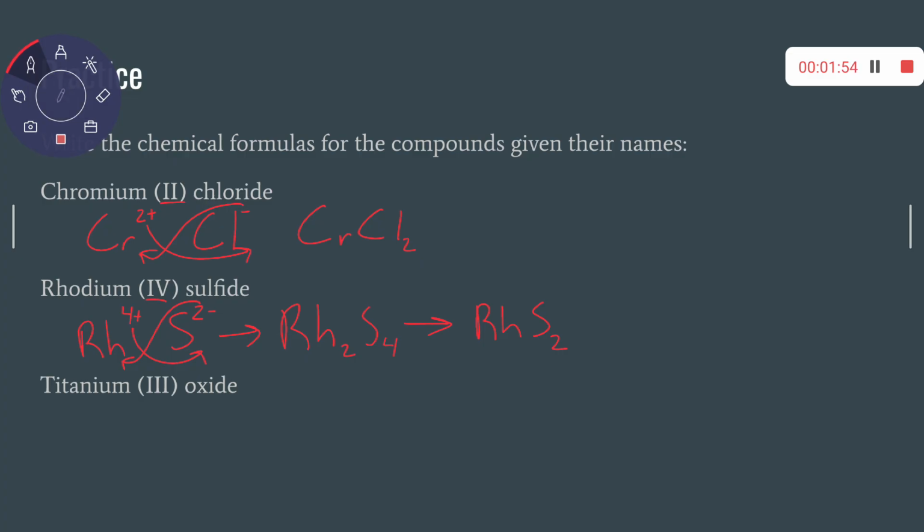Now this last one, titanium 3 oxide. Titanium is Ti, and we are told it has a 3+ charge. Oxide comes from oxygen, which is 2-. And then when I drop swap, I'm going to get a formula of Ti2O3. So that is going from name to formula using drop swap and reading the Roman numerals.